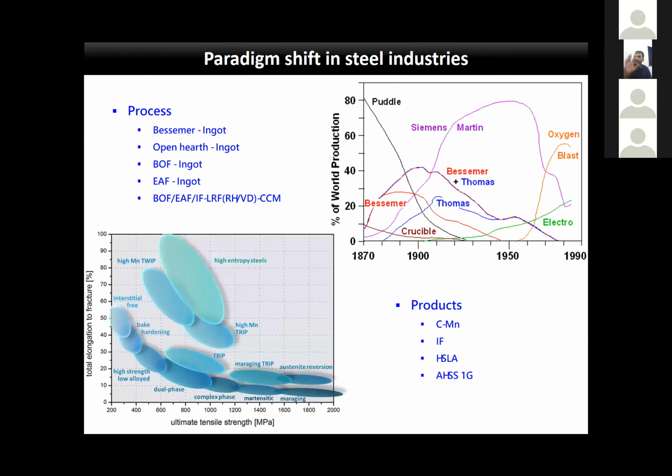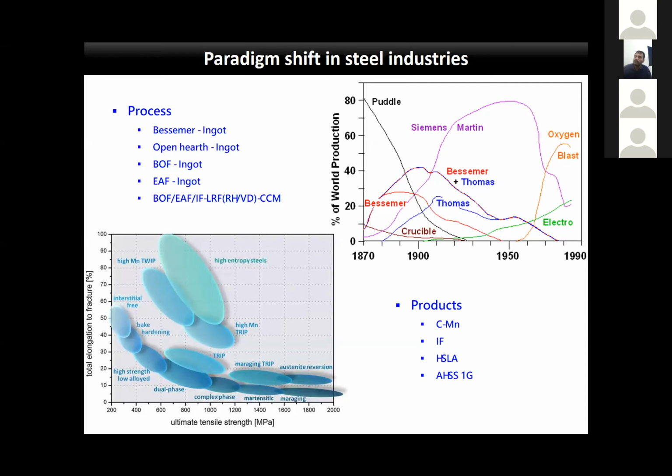So this is with respect to the process side, and if you see the product side, initially it was simply carbon manganese steel, and after that there is something called IF steel, interstitial free steel, where the carbon, nitrogen and other interstitial elements are controlled within a narrow range, or you can say a negligible range. After that there is HSLA steel, and now I think the steel industries are at least at the first generation of advanced high strength steel.